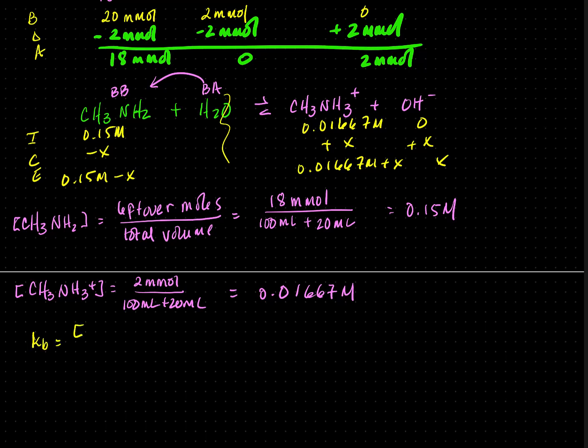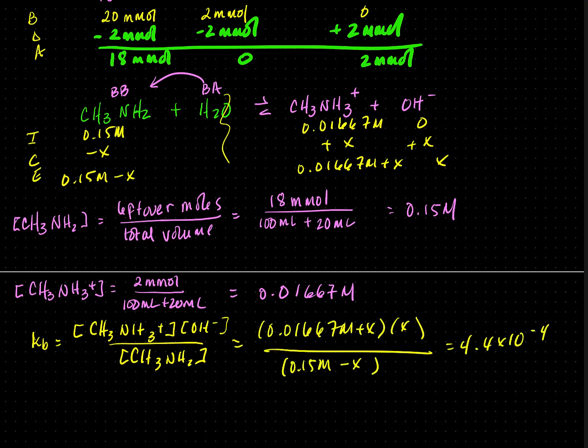Kb is equal to products over reactants. And remember, water does not count because it's in the liquid state. So at this point, I could complete the problem and plug in. Since it's a difference of greater than 1,000, I could ignore my minus x's and round these. So my x equals 0.00395 molar. And in this case, this is my OH- concentration.